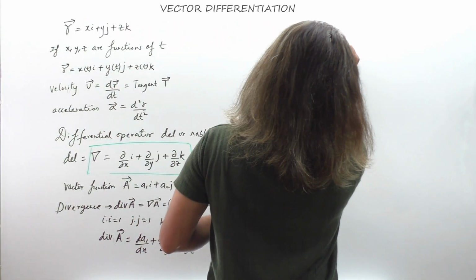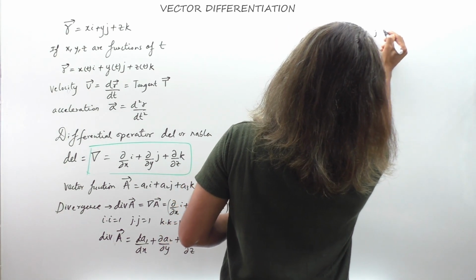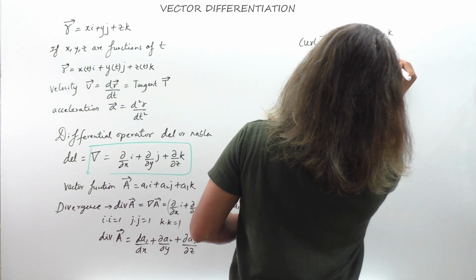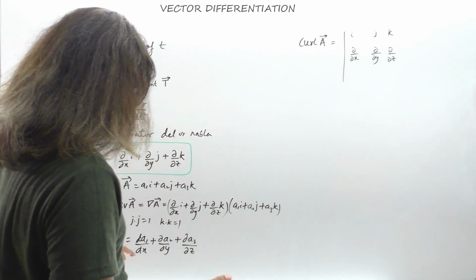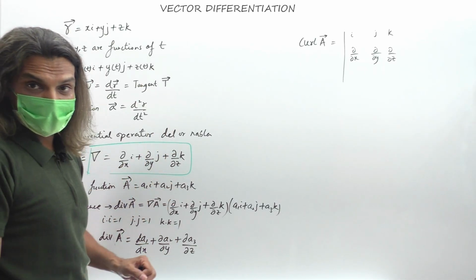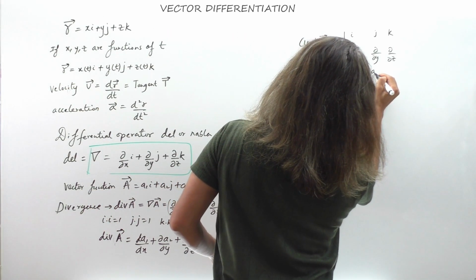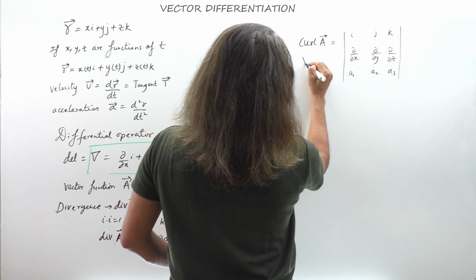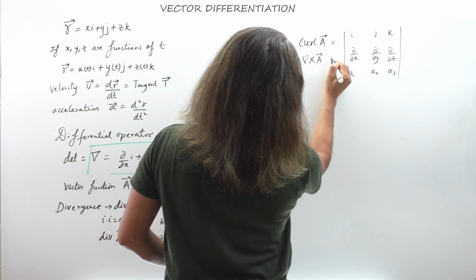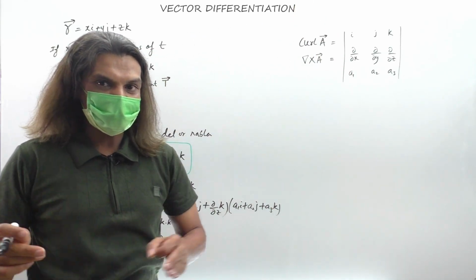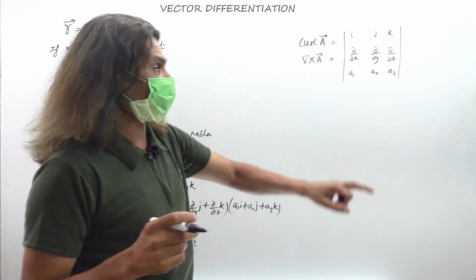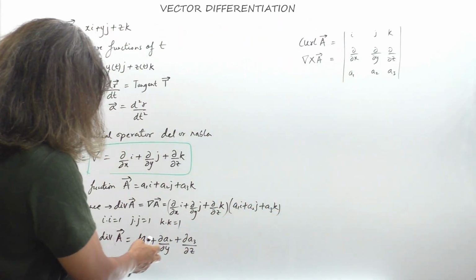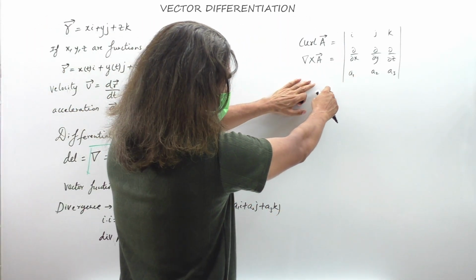The curl of A is given as the determinant of i, j, k; dou by dou x, dou by dou y, dou by dou z; and what is the A vector? A vector is A1i plus A2j plus A3k, right? So write those here: A1, A2, A3. That's all. This is the curl, and curl is a cross product, that is, del cross A is equal to this. Divergence is del dot A, and curl is del cross A. Okay, so now we have seen the formulas for divergence and for curl, right?